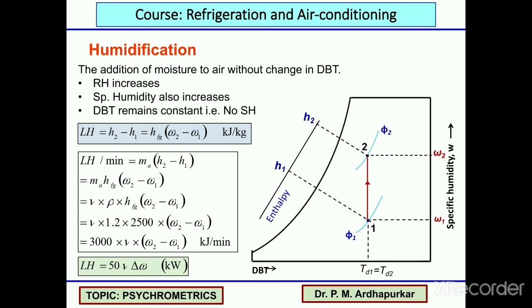Now, in the next part we would see the other real psychrometric processes, which are a combination of the heating as well as humidification or dehumidification, similarly cooling with humidification and dehumidification. Okay.